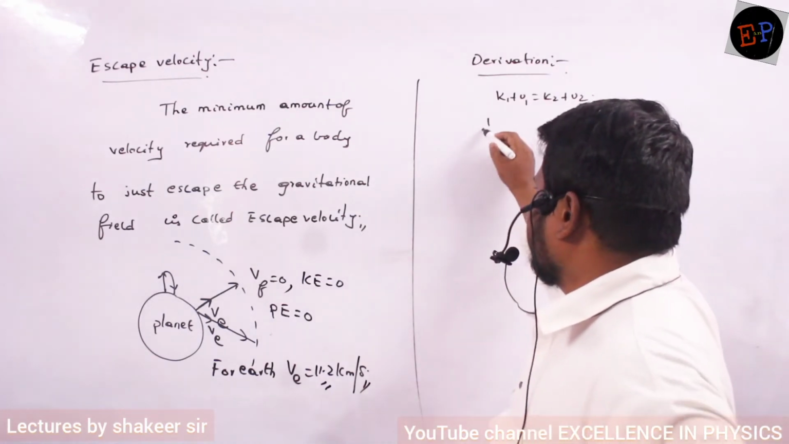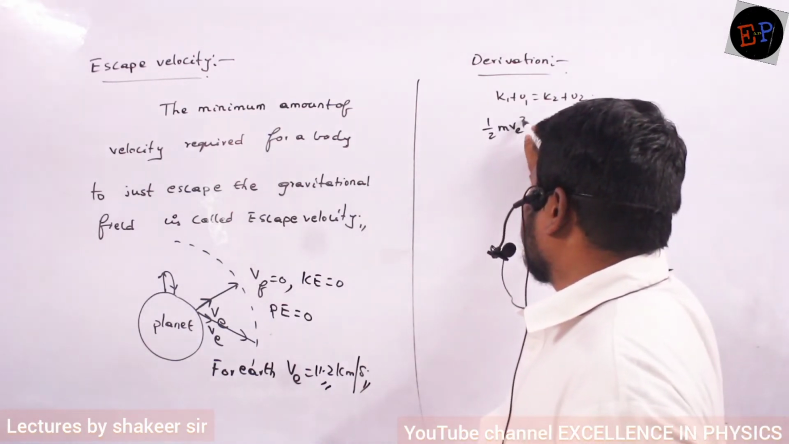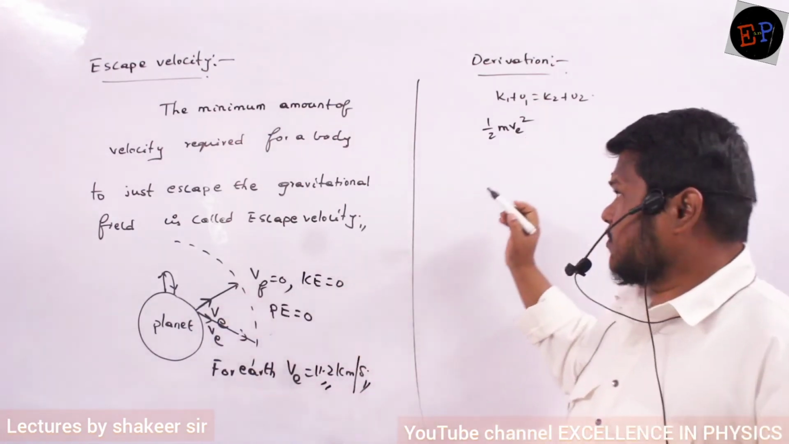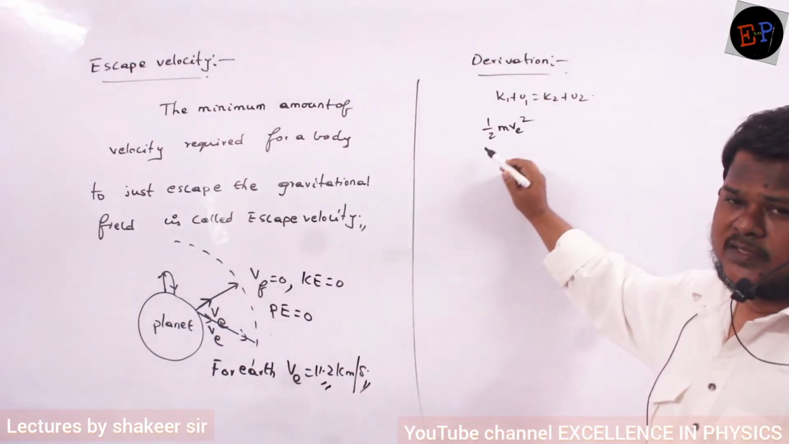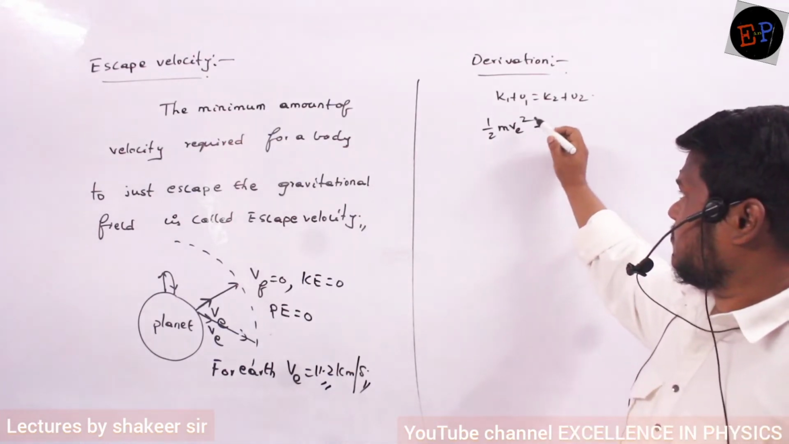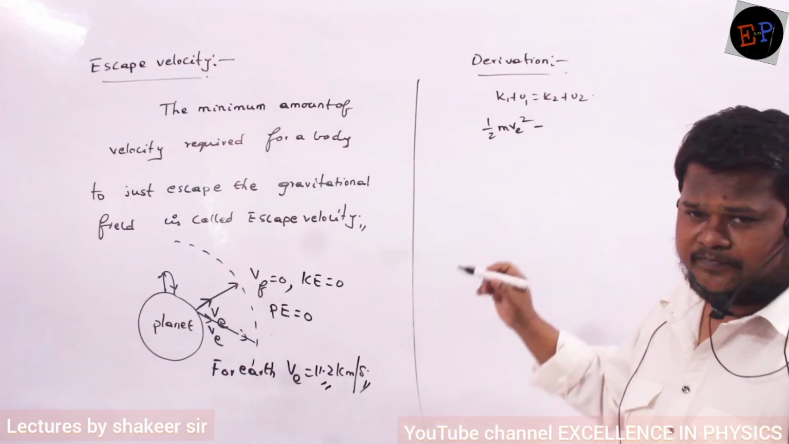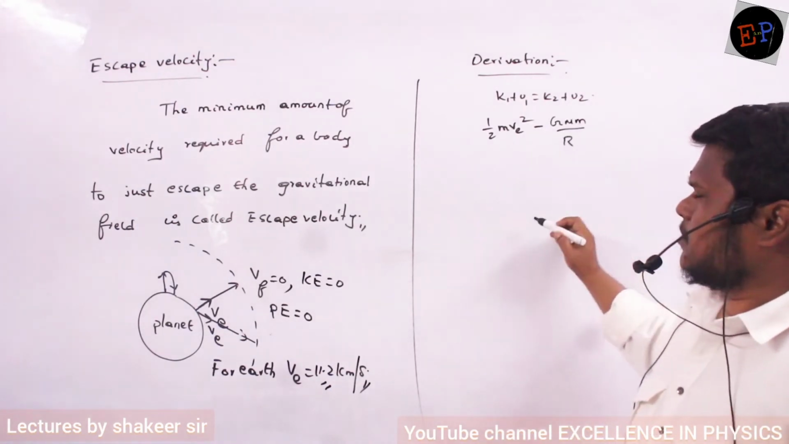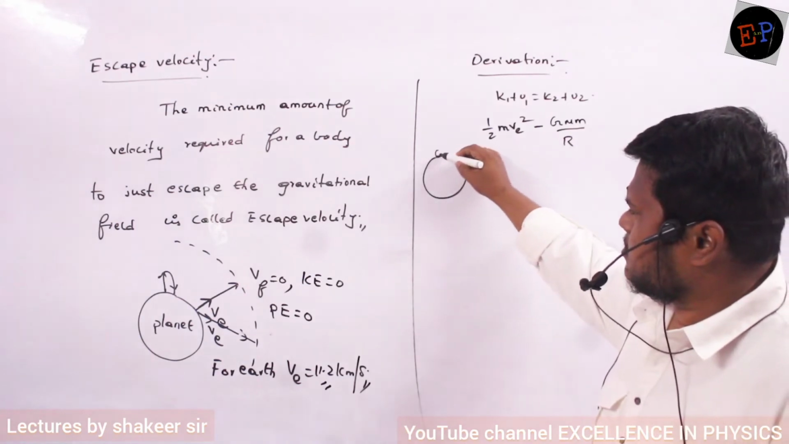What is the initial kinetic energy? Half mv square, when it is present on the surface of the Earth, where escape velocity is v. So what is the kinetic energy? Half mv square. When it is present on the surface of the Earth, what is the potential energy? Minus GMm by R, because it is present on the surface of Earth.